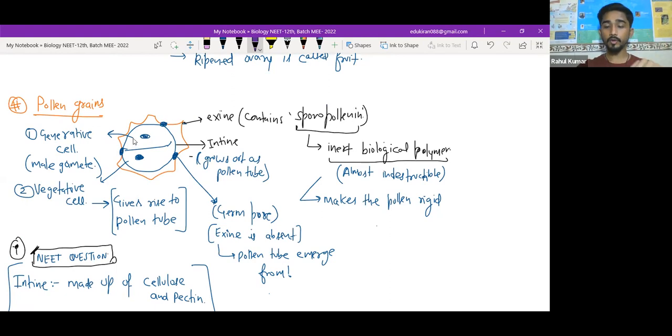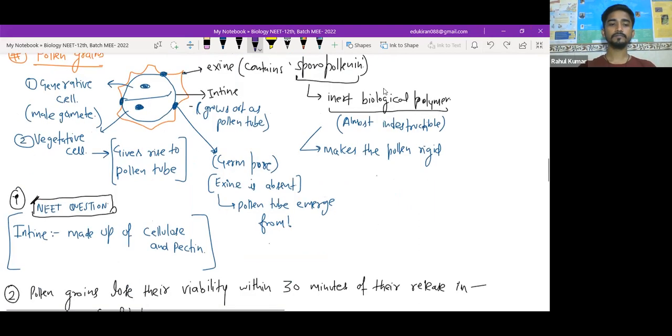So when pollen tube is forming, which cell is responsible for forming the pollen tube? The vegetative cell. So vegetative cell gives rise to the pollen tube and generative cell gives rise to male gametes. Now there are two male gametes. Just before the pollen tube starts forming, the generative cell divides into two, forming two nucleus.